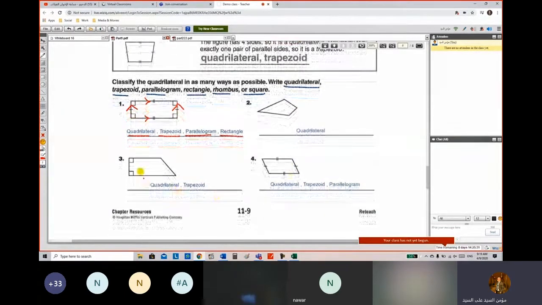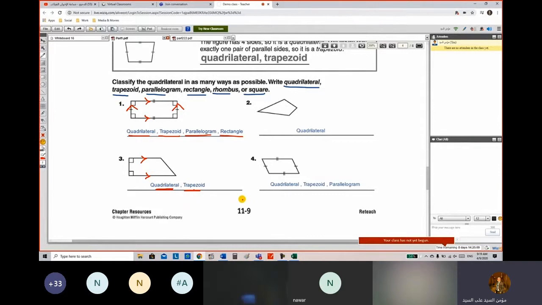Okay, the next one, number three, we have four sides in this polygon, so it will be a quadrilateral. And we ask ourselves, are any two opposite sides parallel? Yes, we have only two opposite sides parallel, so it will be a trapezoid.